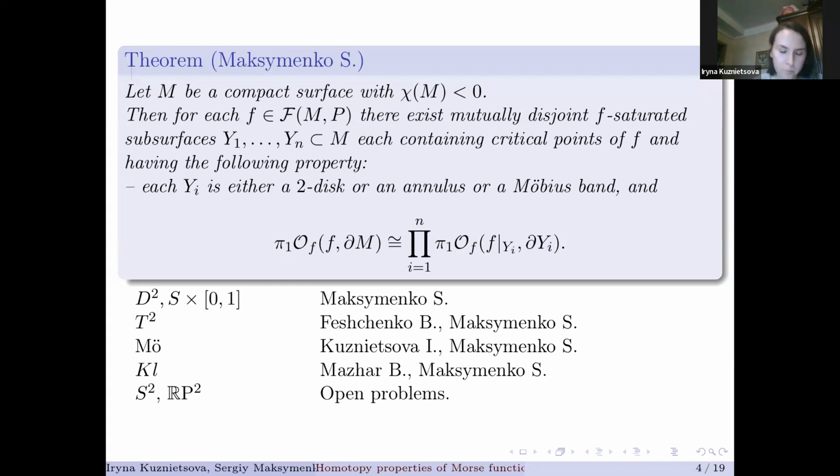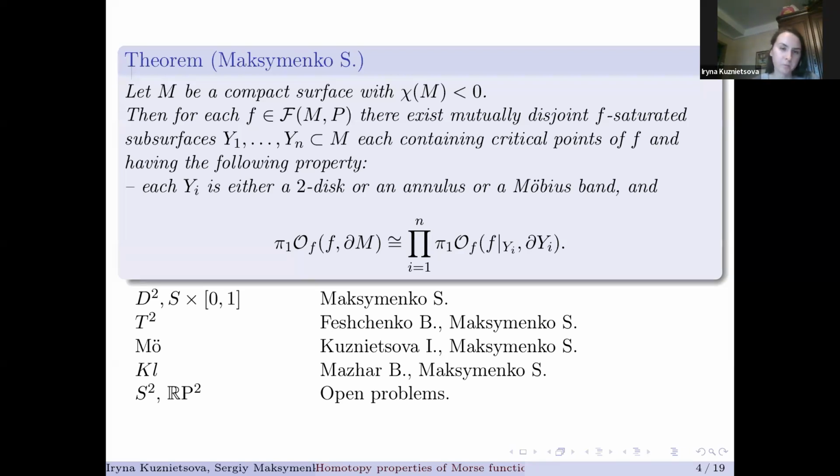And π_1 of the orbit is isomorphic just to the direct product of π_1 of the orbits on each of these components. And each of them is either a disk, annulus, or a Möbius band. So for any surface, we need to understand what's going on with disks, annulus, and Möbius bands.